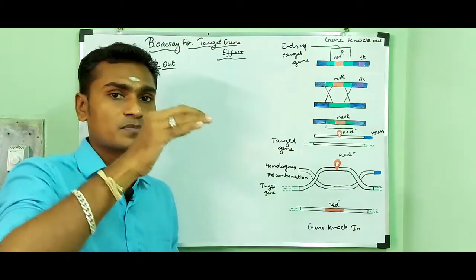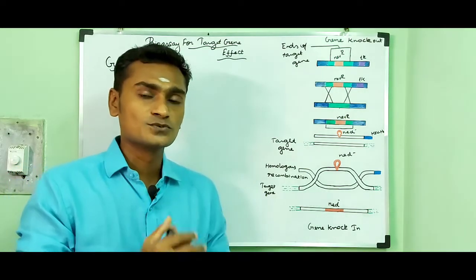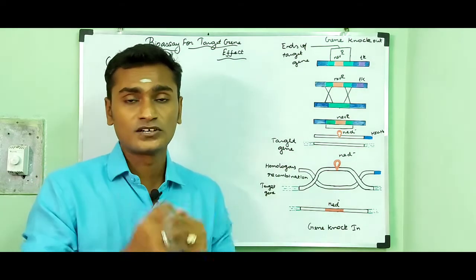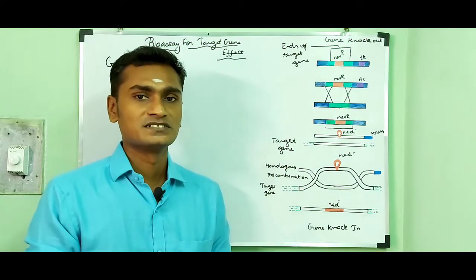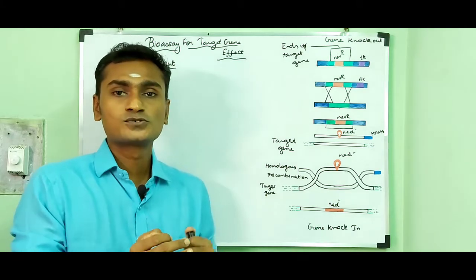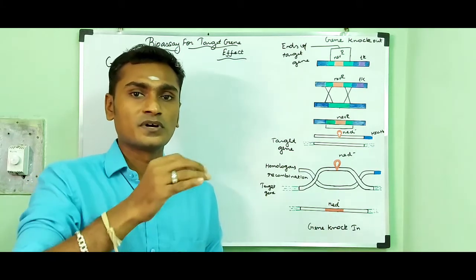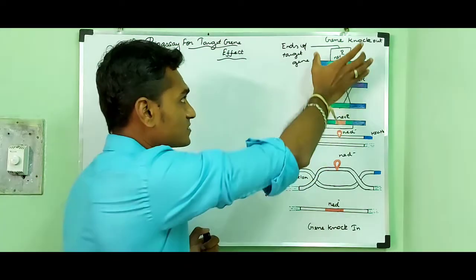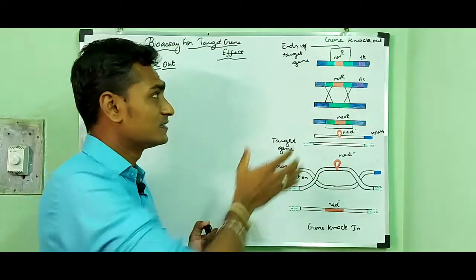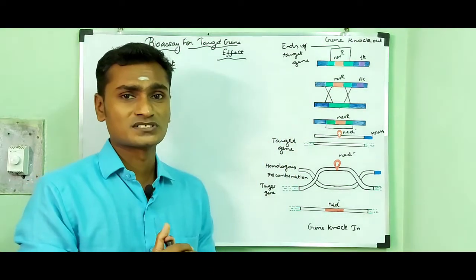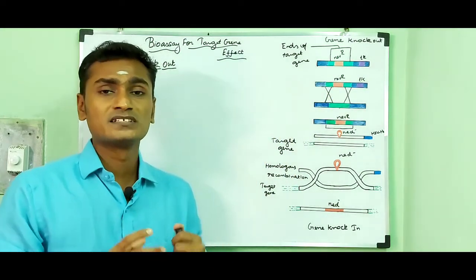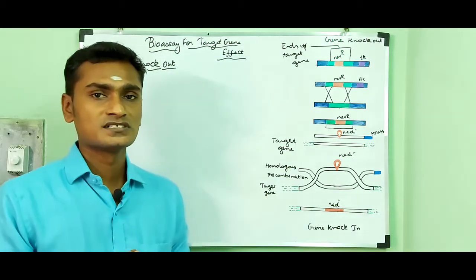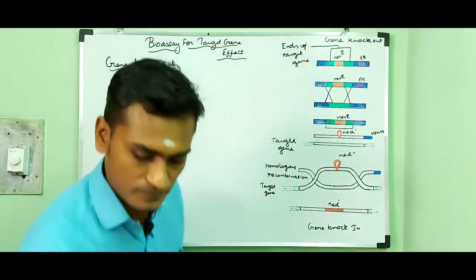In the absence of that particular gene, we are able to identify the function of that gene. So this process is used to identify a particular gene's function in its absence, and that process is called gene knockout. This is a tedious process. It takes more time to do. Then I am going to tell you the next process, gene knock-in.